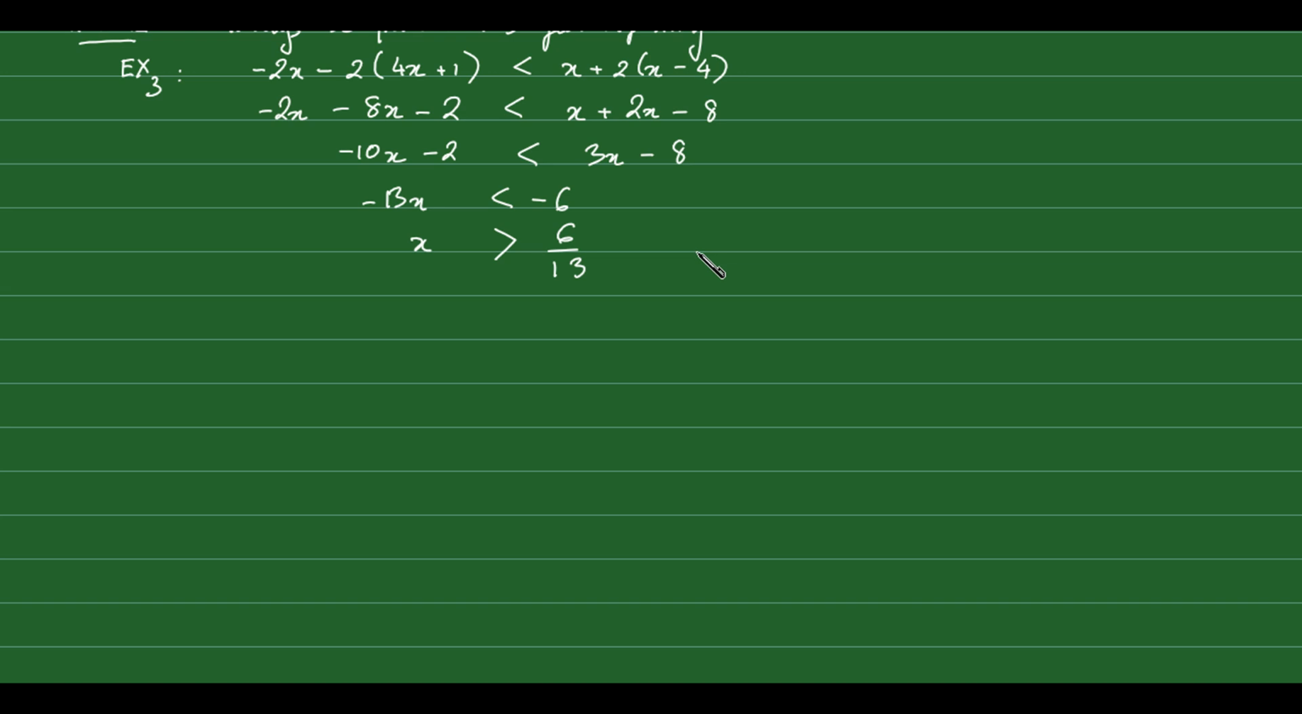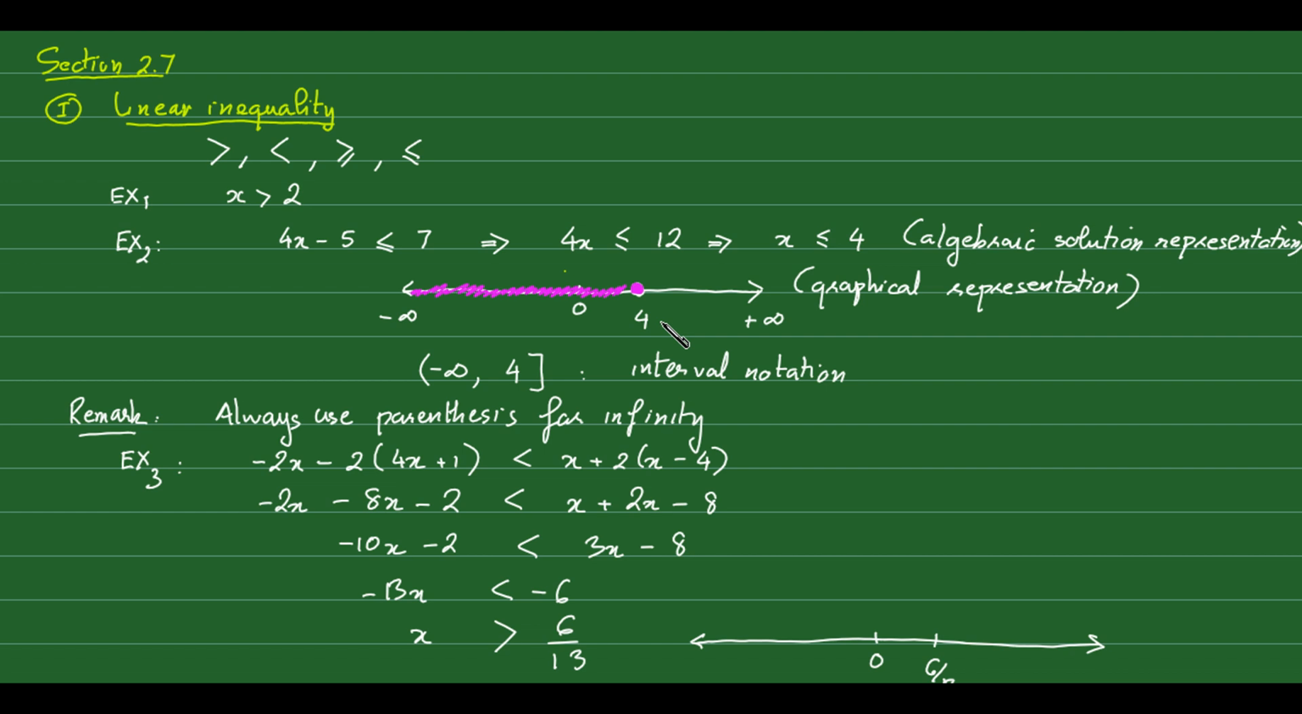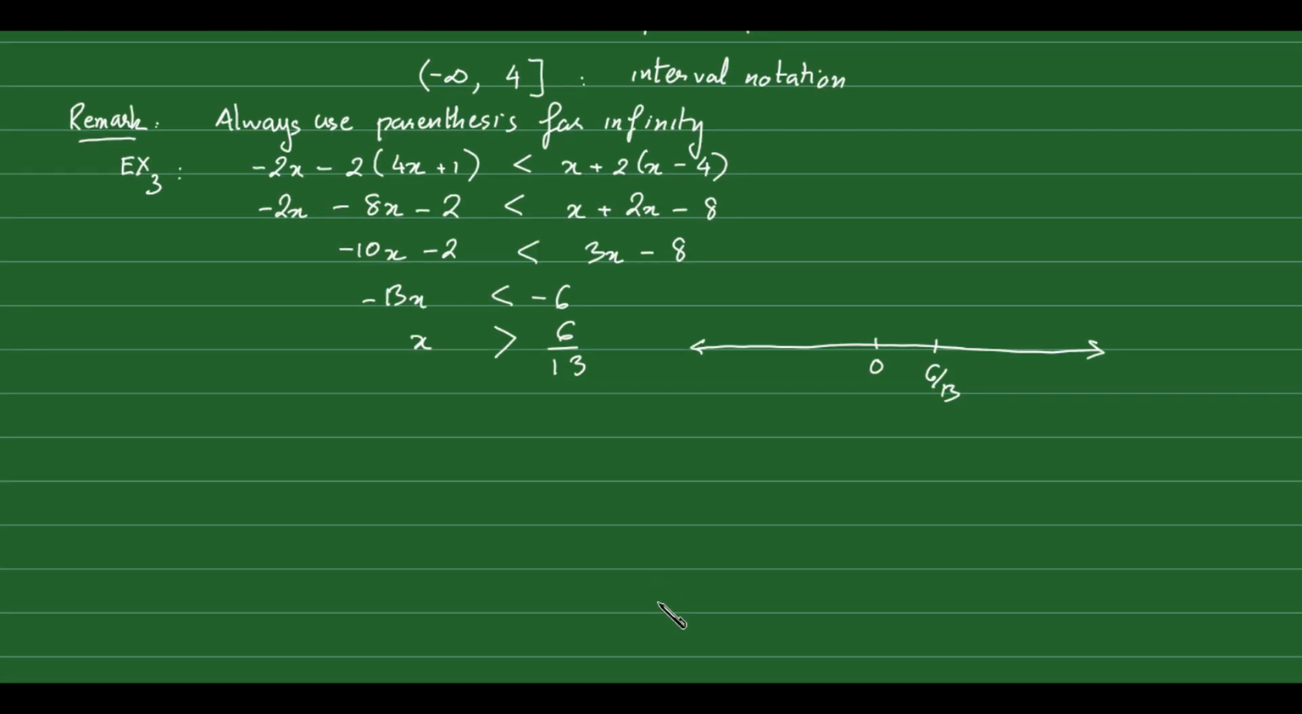We can do a graphical representation. This is 0 right here and 6 over 13 around right here. Because this is greater than, it's not included. If it is equal, then it is included, like last time, where because it was equal we included it and drew a dot. Because it's not equal now, we use the open circle at 6 over 13. Then the arrow, you see the direction of the inequality symbol pointing toward the right-hand side, so we set everything to the right of 6 over 13.